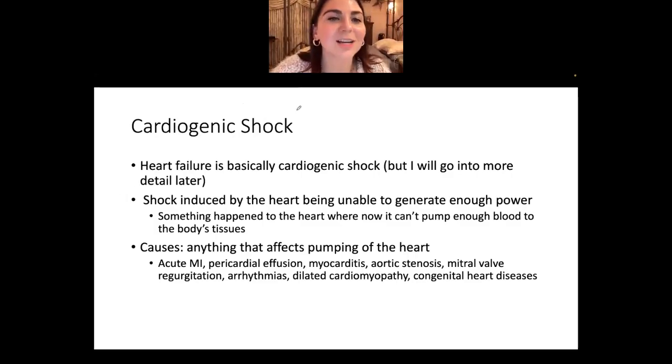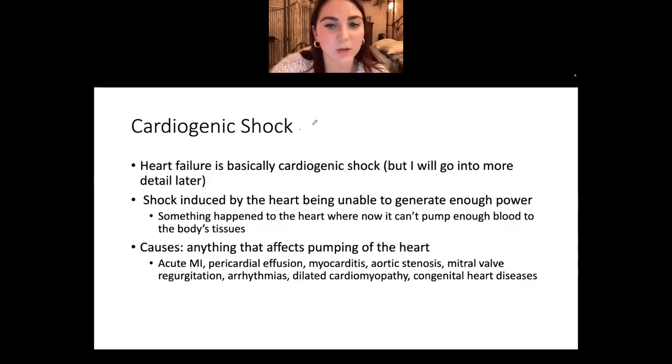Okay, so that's hemorrhagic shock. Cardiogenic shock, and again, this is essentially heart failure. When we talk about heart failure later, I'm going to fly through it because it's basically just cardiogenic shock. Cardiogenic shock is the same thing, shock: decreased tissue perfusion of oxygen, induced by the heart being unable to generate enough power. Something happened to the heart, and now it can't pump enough blood to the body's tissues.